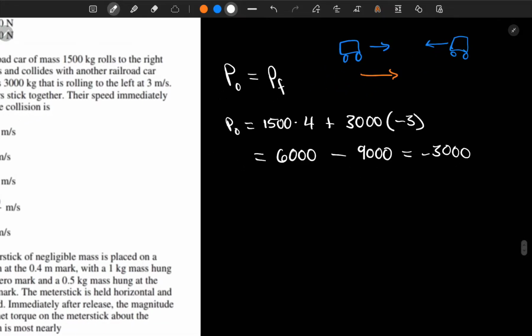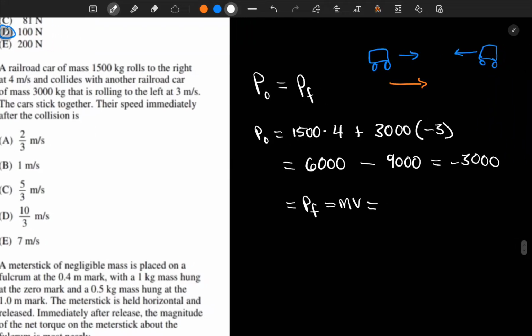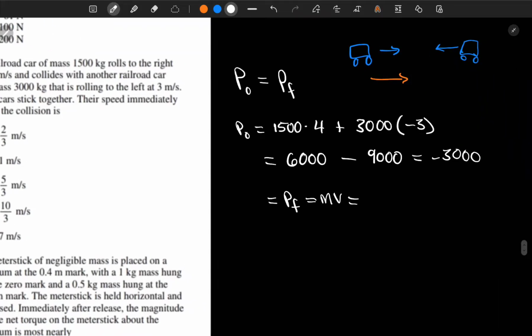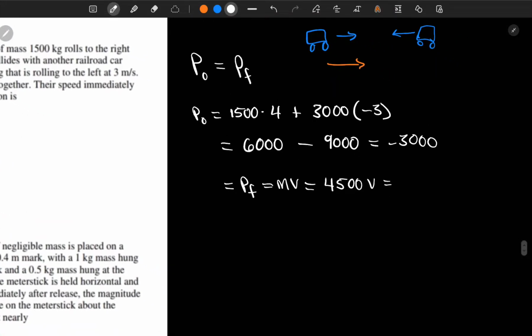And it should further be equal to the final momentum, which is equal to mv. But we already know the total mass. The total mass is 1,500 kilograms plus 3,000 kilograms as the carts stick together. So 1,500 plus 3,000 is 4,500. So we have 4,500 kilograms times the final velocity is equal to -3,000.